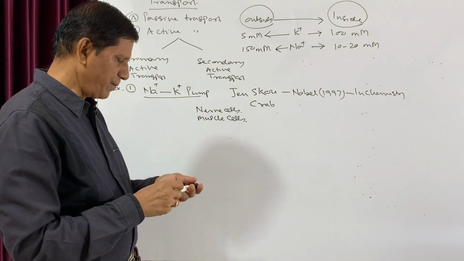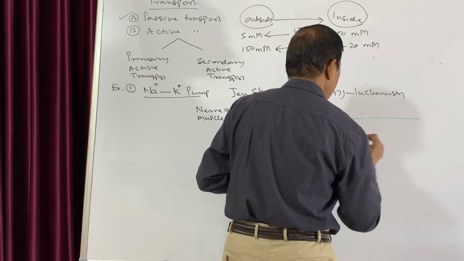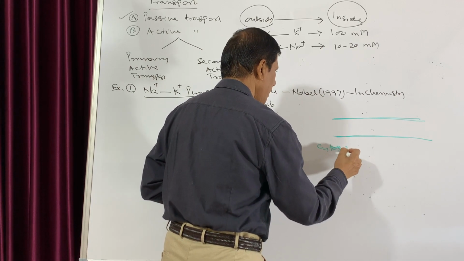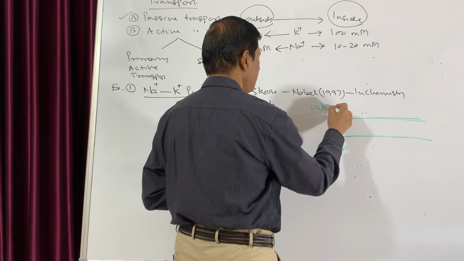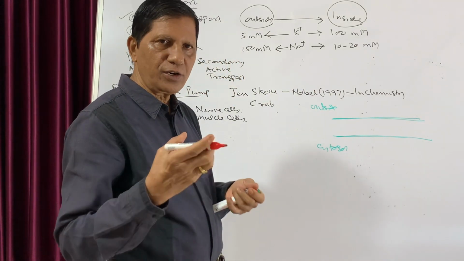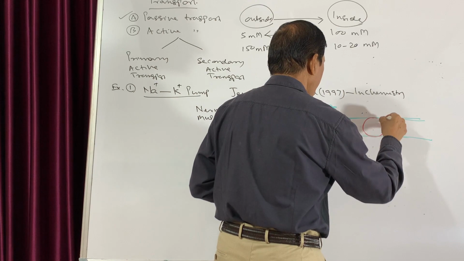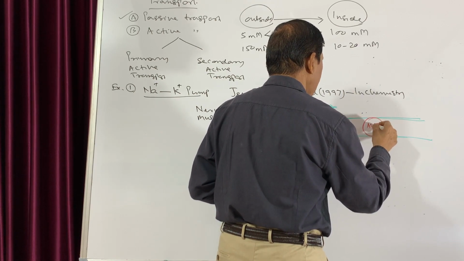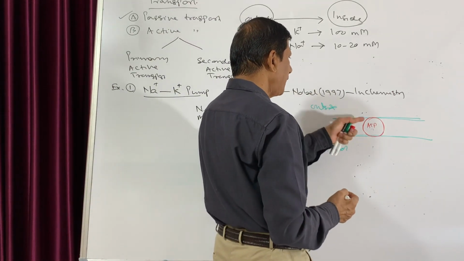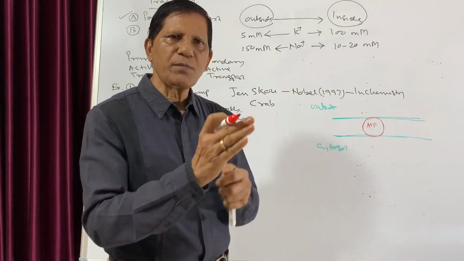Now what happens usually? Suppose this is the cell membrane. This is the cytosol side, and this is the outside. Here the energy molecule ATP will be broken down with the help of the enzyme ATPase. Now when this breaks, what will happen? There will be an exchange of potassium and sodium ions.